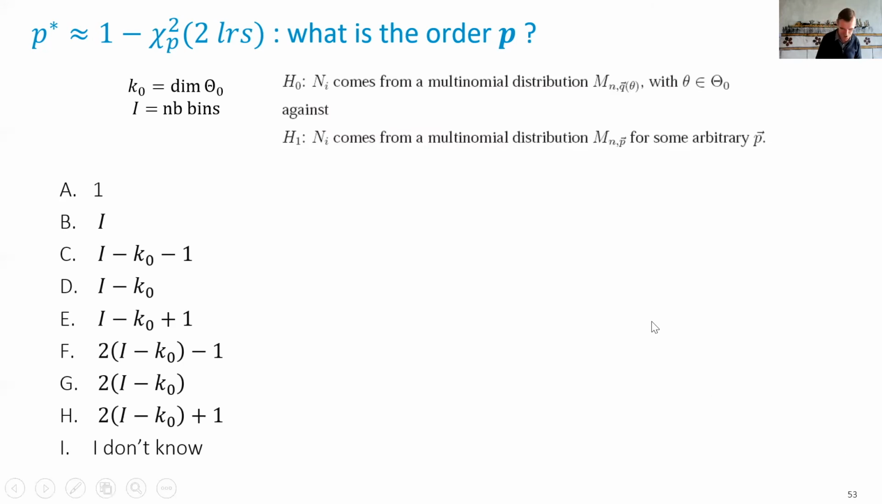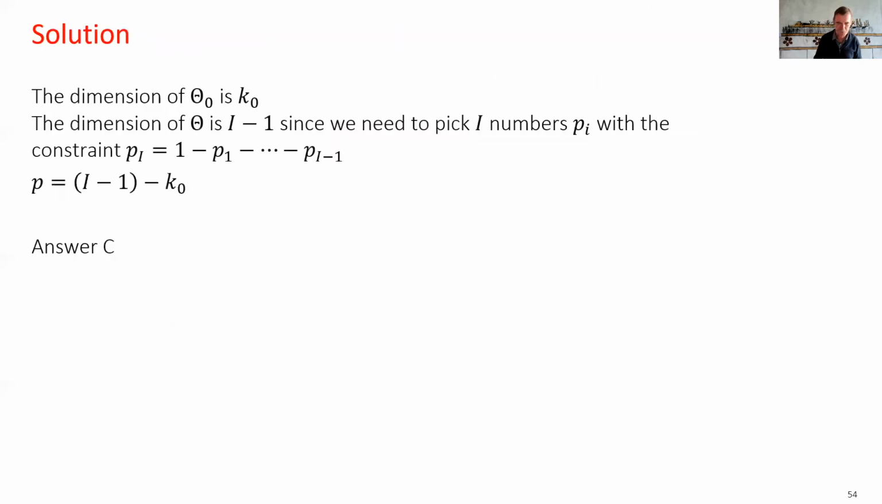So let's see why. We simply need to compute what is the dimension of the universe of the parameters in general and under theta zero. So in general, what is the number of parameters? Well, we have a multinomial distribution with a vector p. N is fixed. N is not a continuous parameter. N is fixed. It's a number of data points. So the parameter in the general case is the vector P.